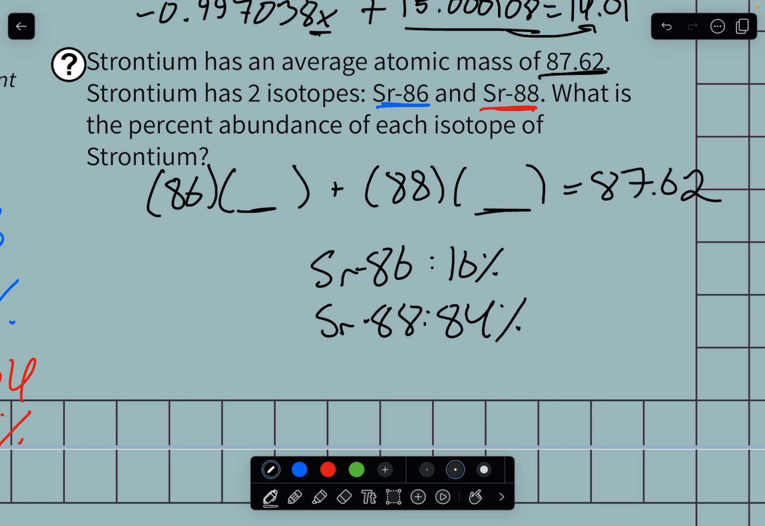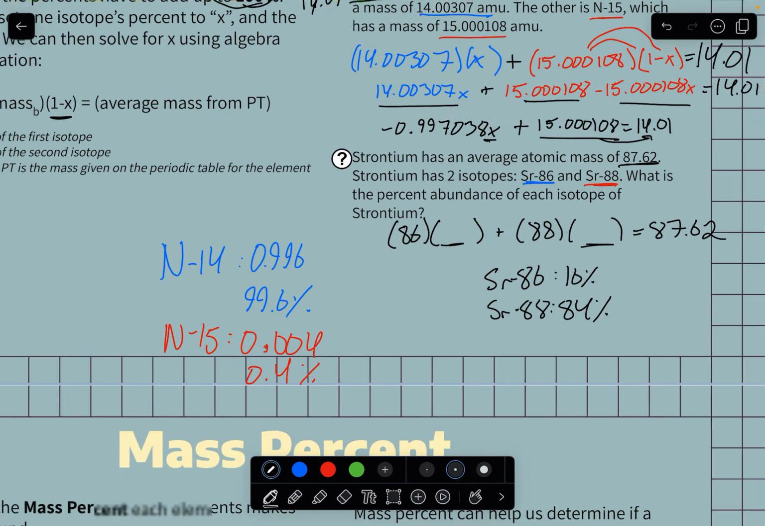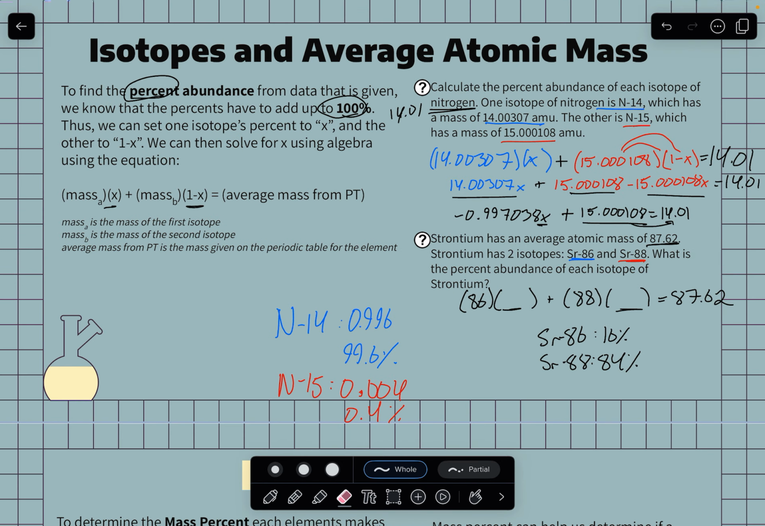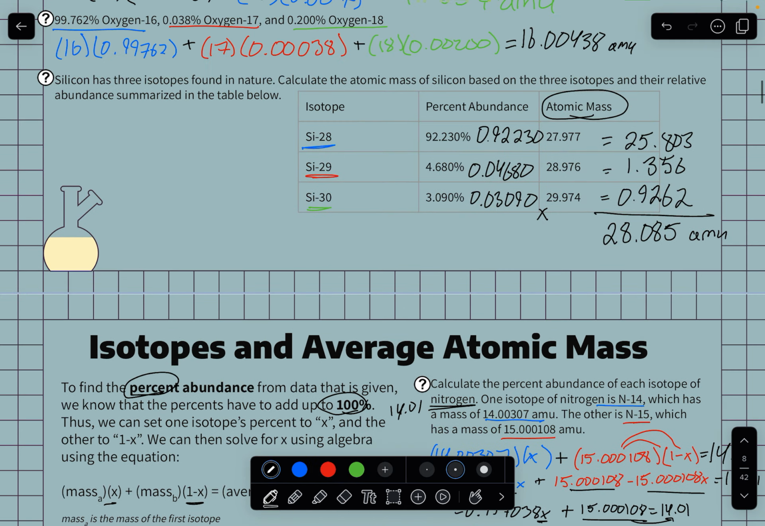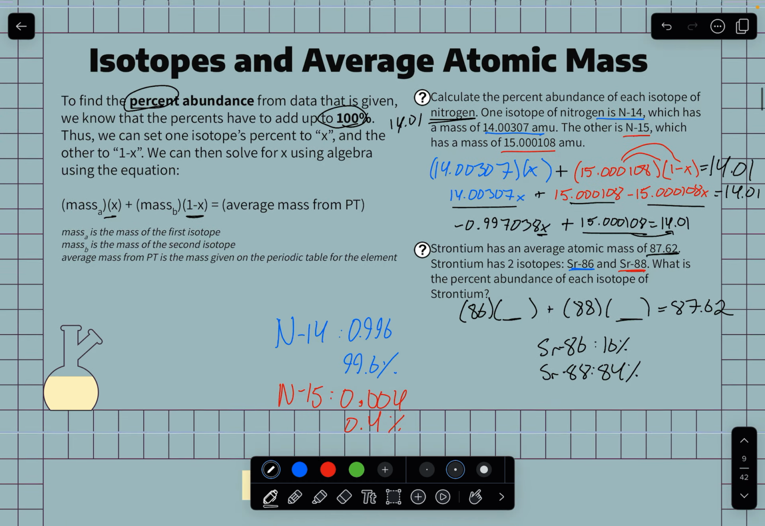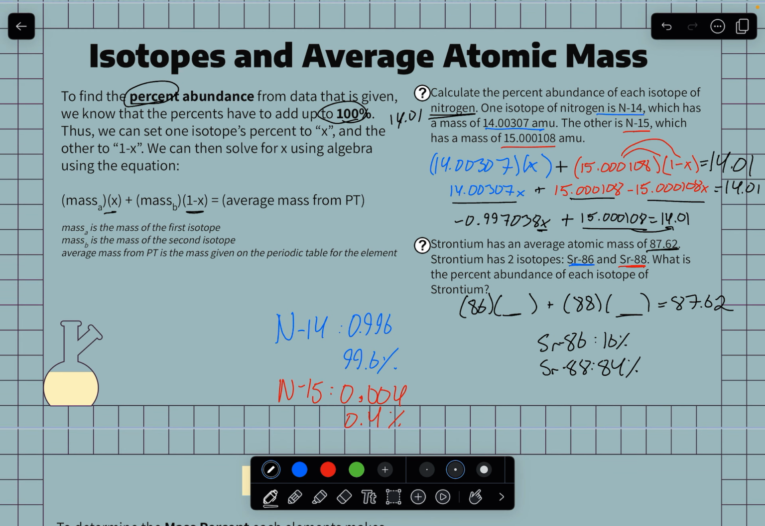Okay, so work through that. If you need help, let me know and I'll help you. We'll have time in class to work on this, or you can come into tutoring, okay? So that is it for average atomic mass. There's two ways you'll be asked to calculate it. One where you have the masses and the percentages, you're looking for the average atomic mass. The second one where you don't have the percentages and you're looking for the percent abundance.